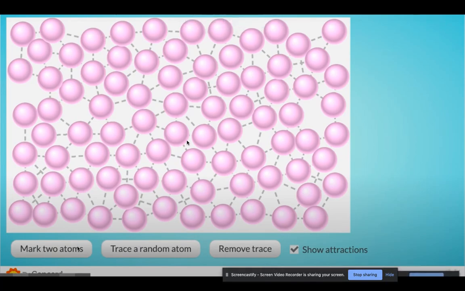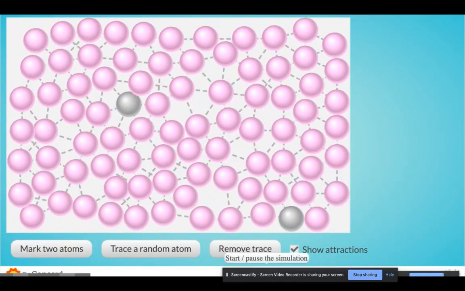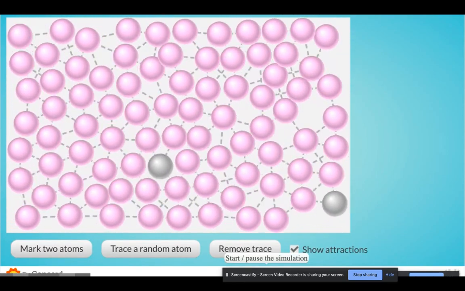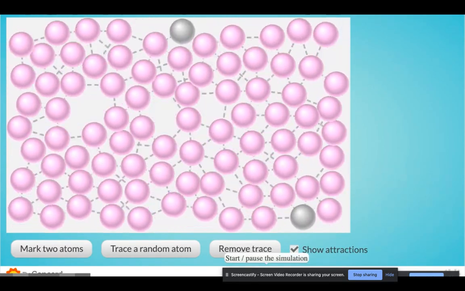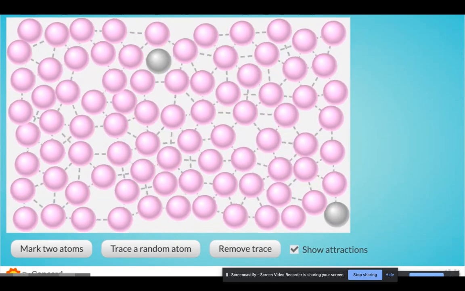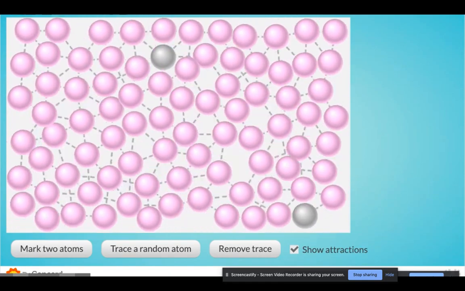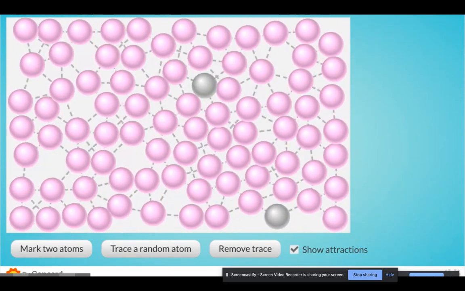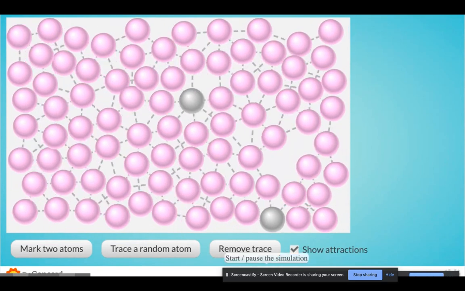And so here, this is what molecules might look like in a liquid. You can see that they're further apart, and the atoms are more free to move. And that's what gives liquid its flowy, fluidy feeling, why it can be poured easily.